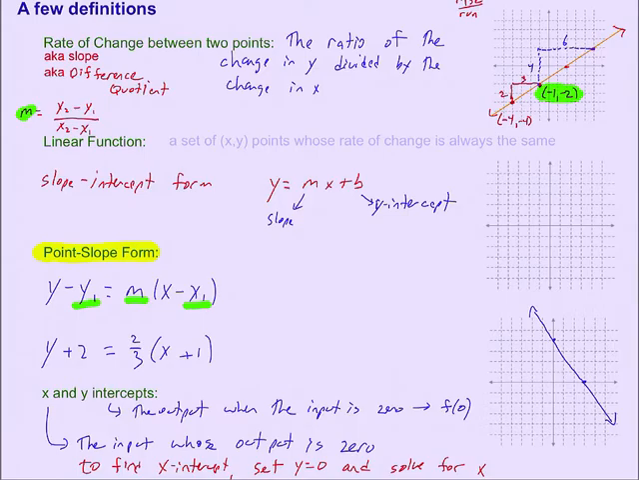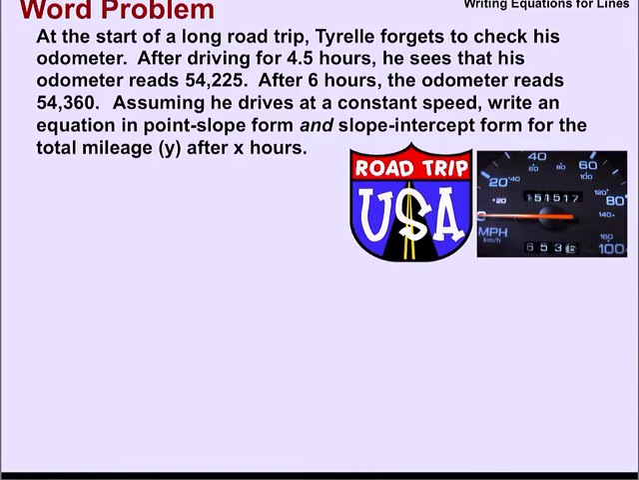Okay. We'll do one quick word problem, and that'll be it. At the start of a long road trip, Tyrell forgets to check his odometer. After driving for 4.5 hours, he sees that his odometer reads 54,225. After 6 hours, the odometer reads 54,360. Assuming that he drives at a constant speed, write an equation in point-slope form and slope-intercept form for the total mileage, that's our y, after x hours.